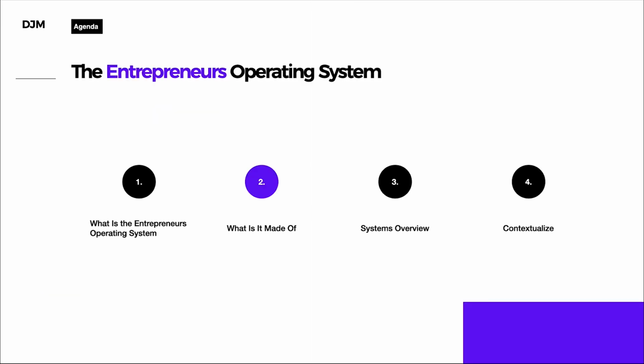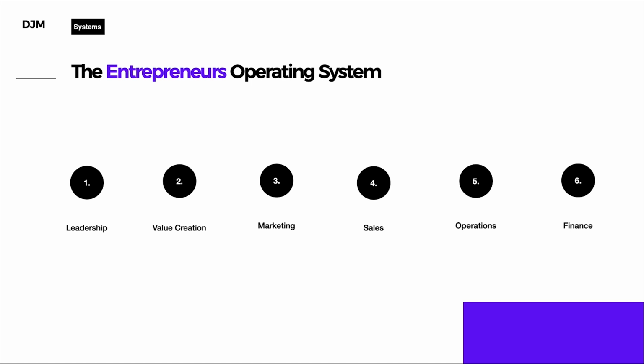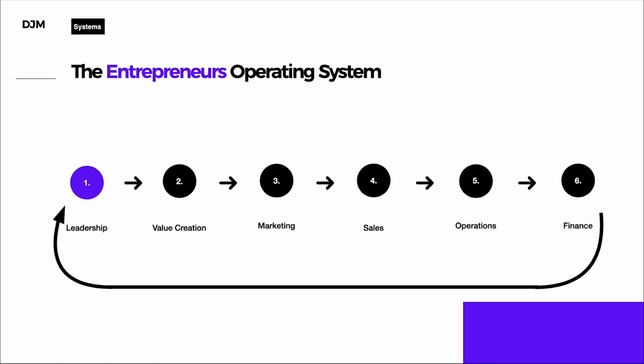So the Entrepreneur's Operating System, as we've understood it, is a business system. It's a way to understand your business, and it's made up of systems and cause and effect. We have to agree on that. But there are certain parts within the Entrepreneur's Operating System that we have to be aware of. And those are the actual parts of the entrepreneur's operating system, which are leadership, value creation, marketing, sales, operations, and finance. So we're going to go through each one of these, and first we're looking at leadership.